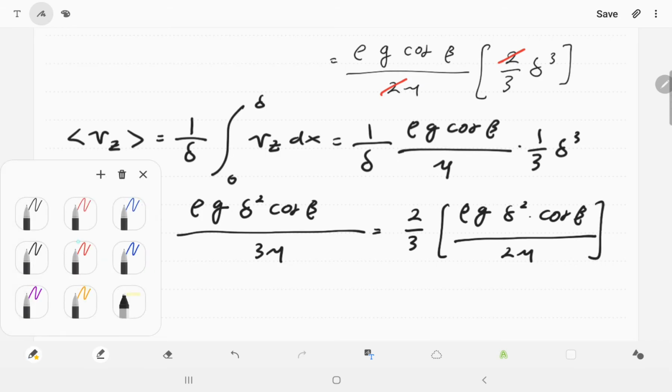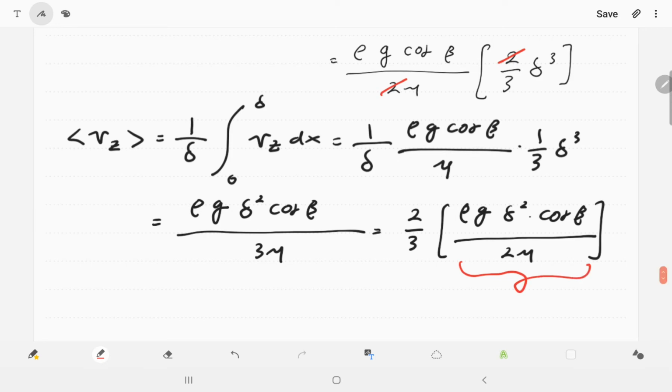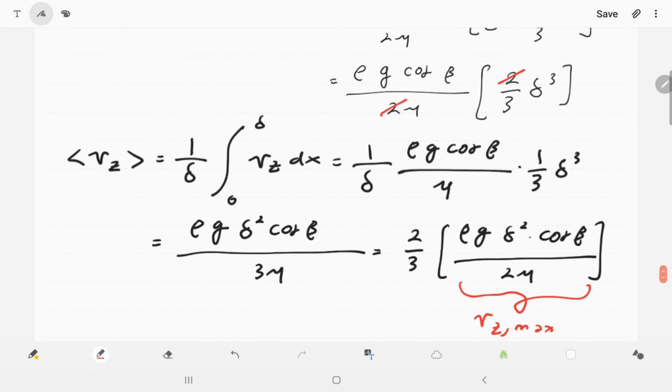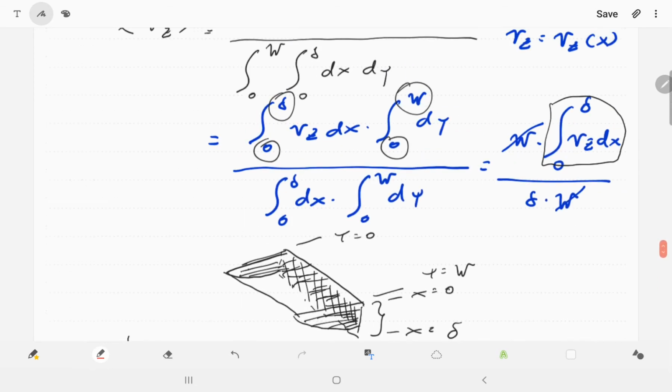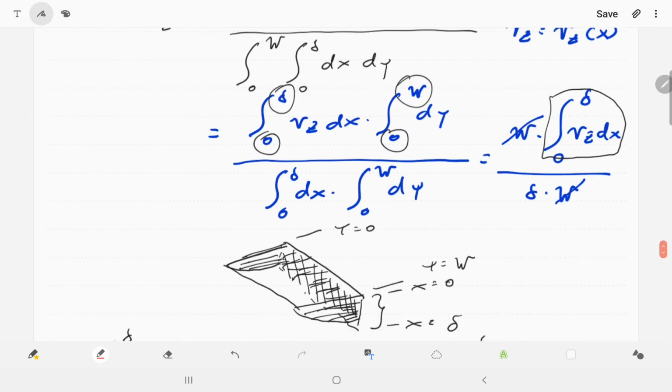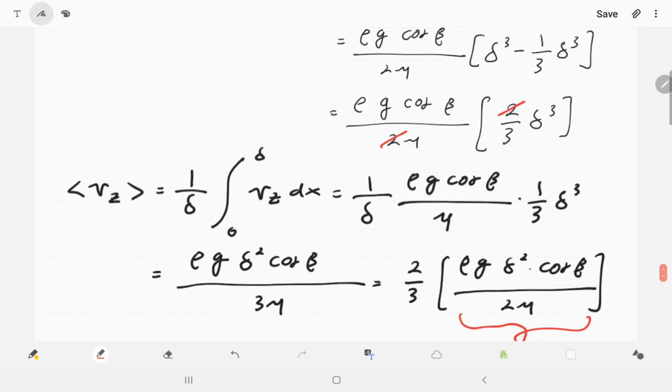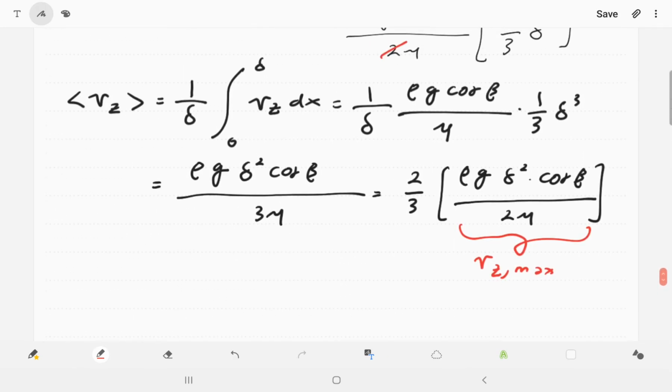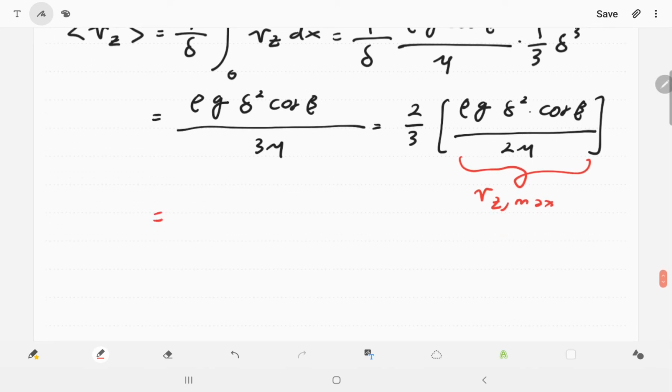Remember that this term in here is actually our Vz max. If you go up again in here, this is your Vz max in here. Okay, so then you can express your average velocity in here in terms of your Vz max. This will be 2/3 of your Vz max.